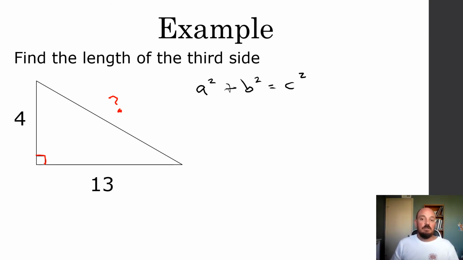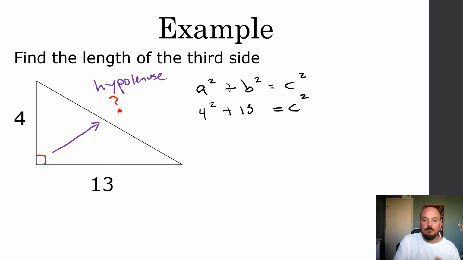So what we need to do is figure out which one is which. When I look at my picture, I find the right angle. I go across. The question mark is the hypotenuse. That's the one I'm trying to find, so that's the one I'm not going to substitute a number for. I'm going to leave that one as c squared. Now the legs are a and b, so I'm going to put the 4 and the 13 in for a and b. And remember what I said, it doesn't matter which one comes first. You can say 4 squared plus 13 squared, or you can say 13 squared plus 4 squared. It doesn't matter. So I'll just do 4 squared plus 13 squared.